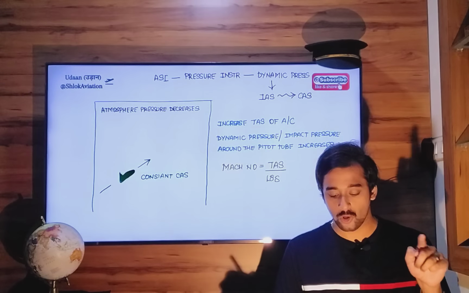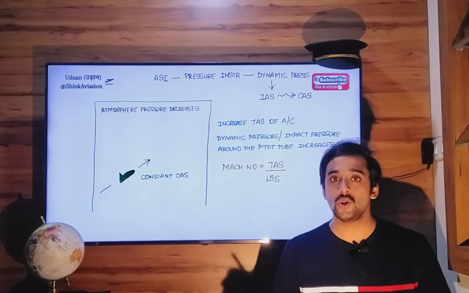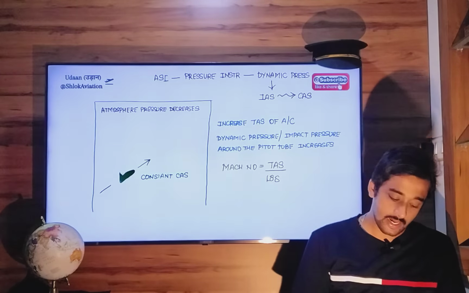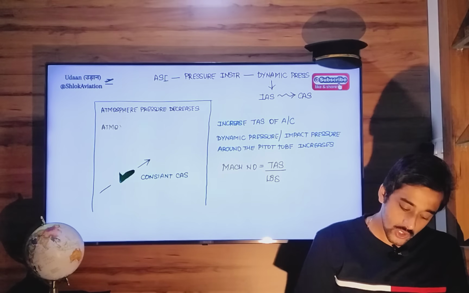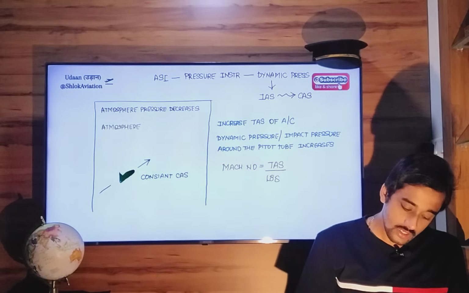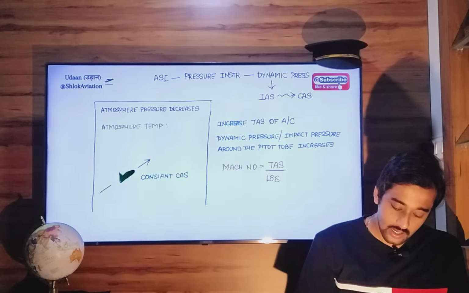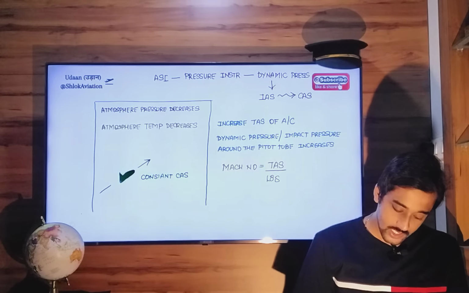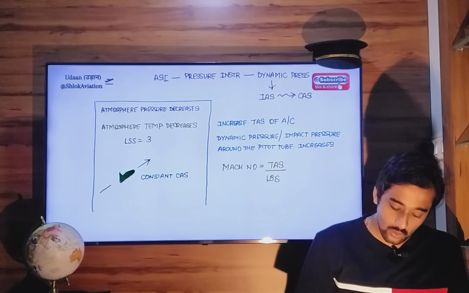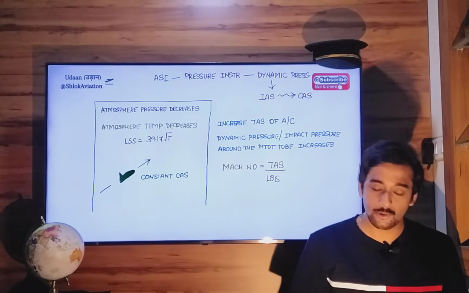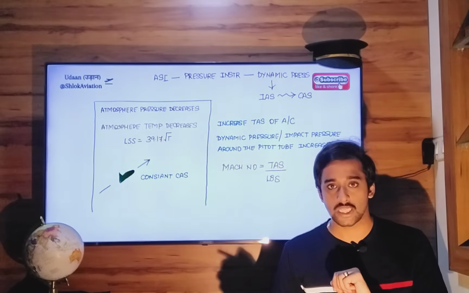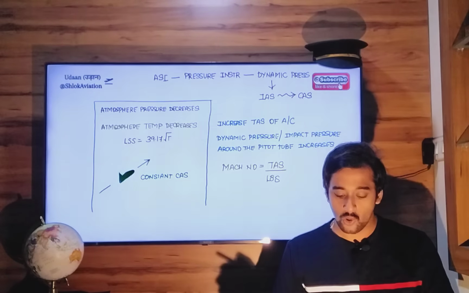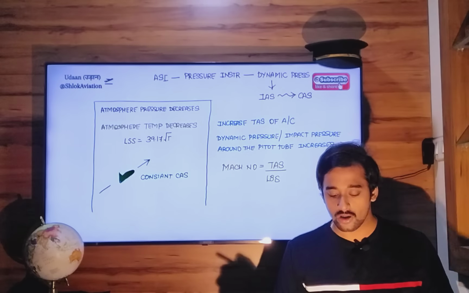So Mach number is proportional to true airspeed, and inversely proportional to local speed of sound. Now as you go to higher and higher altitudes, what happens to atmospheric temperature? Atmospheric temperature goes on decreasing. And we all know that local speed of sound is nothing but 39.17 times the square root of absolute temperature. So that means it's proportional to temperature. So if temperature decreases, local speed of sound will also decrease, right? So if local speed of sound decreases, automatically Mach number will increase.